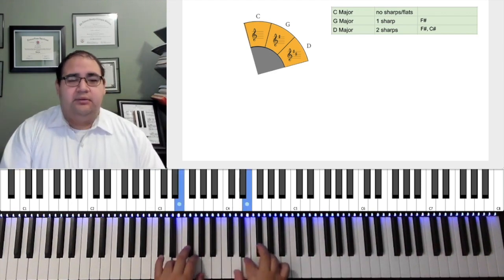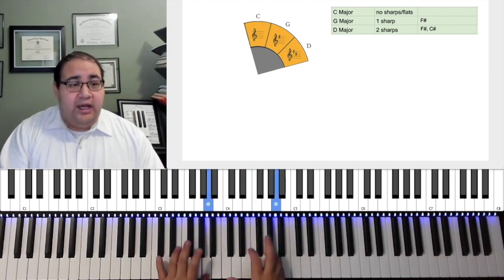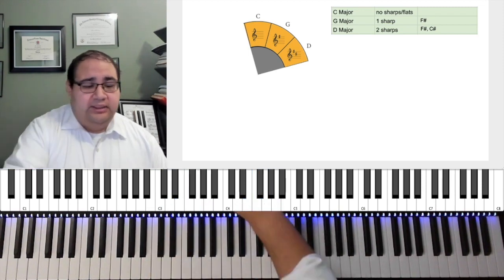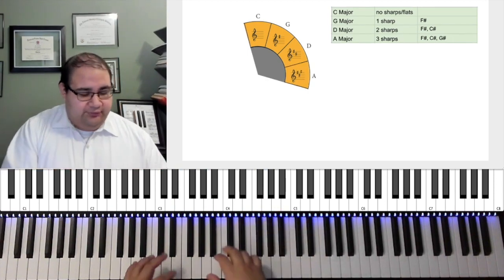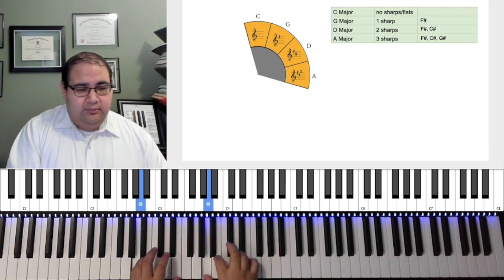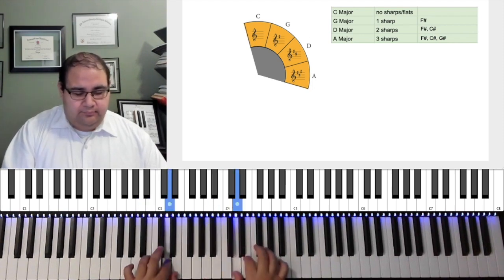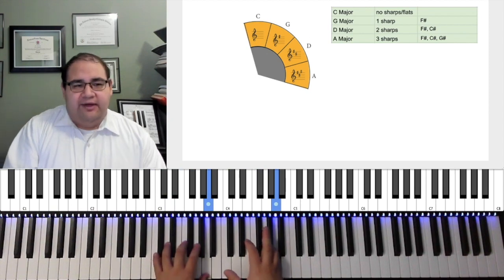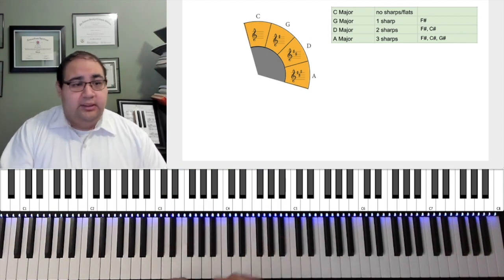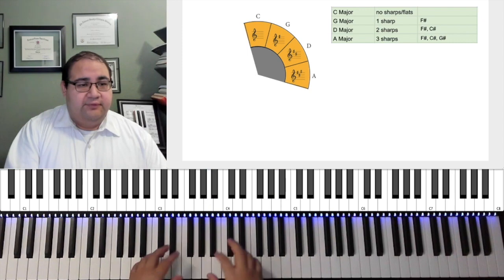Now that we built the scale on D major, let's find the fifth. 1, 2, 3, 4, 5. A is going to be our next key signature in our circle of fifths. Let's build a scale in A. Again, I'm using that whole step, half step system we talked about in the beginning.